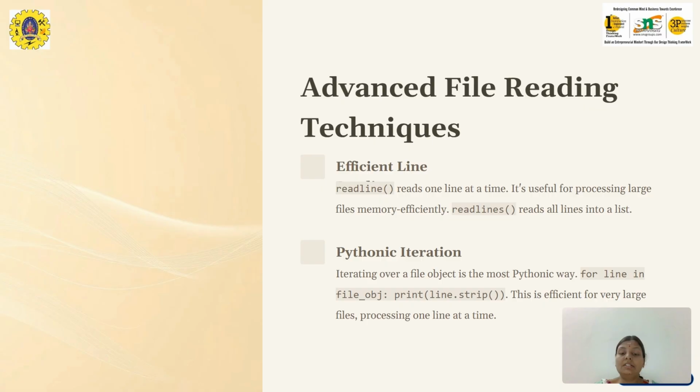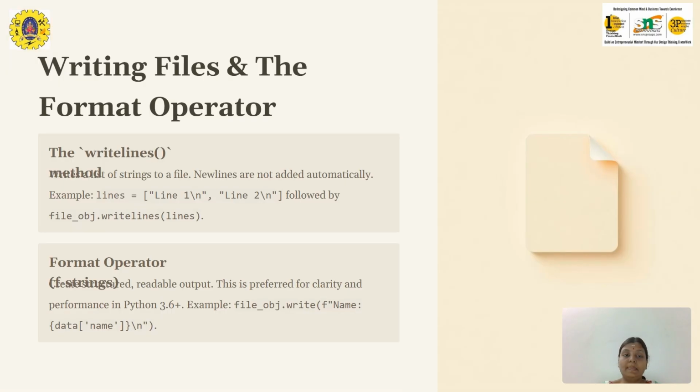Pythonic iteration: iterating over a file object is the most Pythonic way. For line in file_object: print(line.strip()). This is efficient for very large files, processing one line at a time.